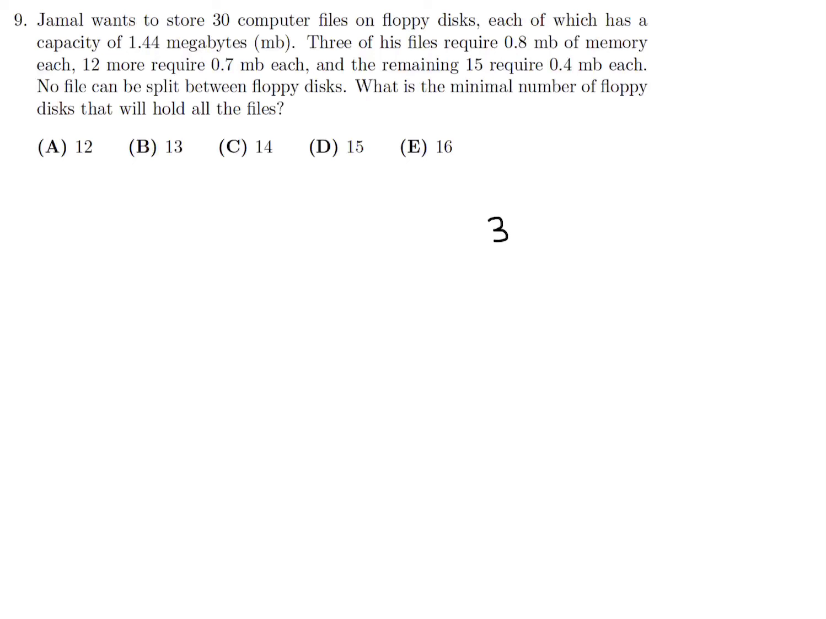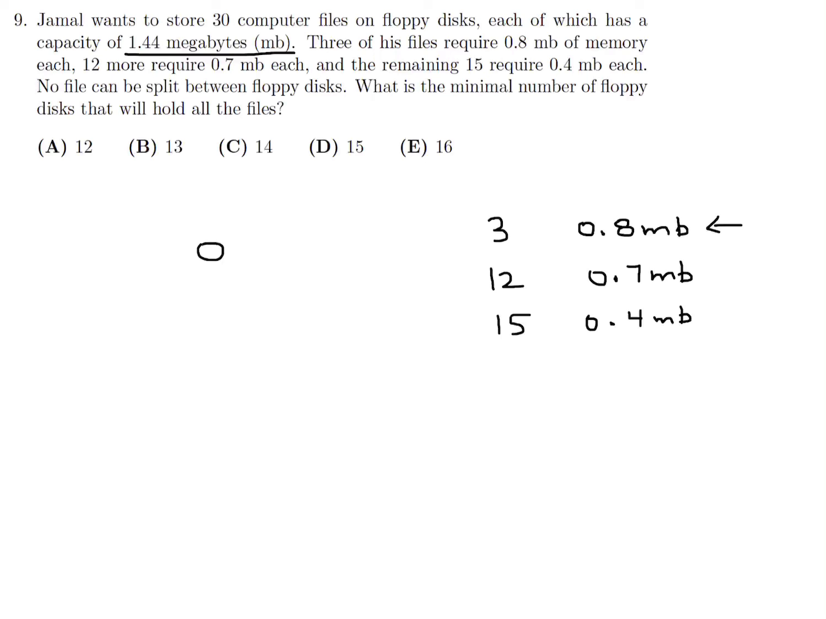So he has 3 files that are 0.8 MB. He has 12 that are 0.7 MB. And he has 15 files that are 0.4 MB. And the maximum capacity of a floppy disk is 1.44. So let's see, he can take these ones, 0.8 each, and add them to these ones, 0.4. One file that's 0.8 and one file that's 0.4 would be a total of 1.2. And can he fit that on a floppy? Yes, he can.